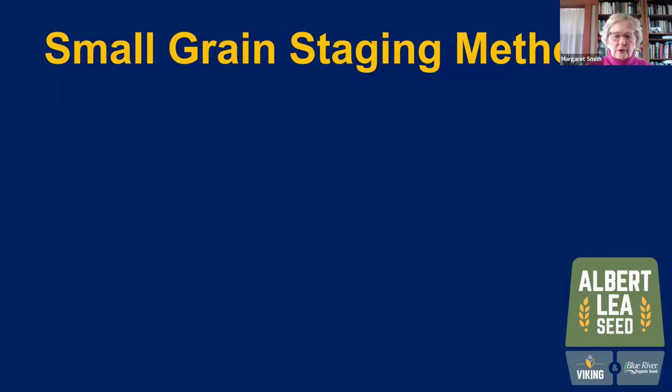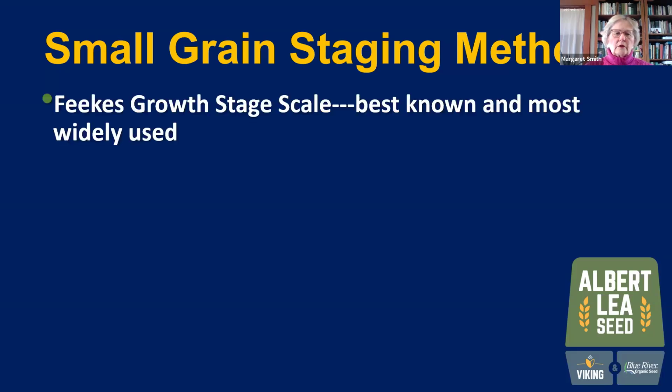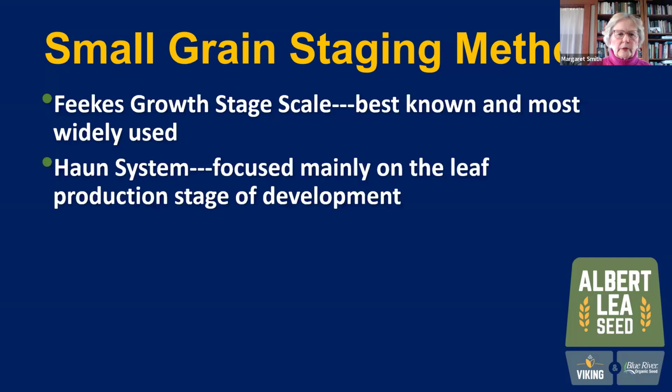So, staging methods. As I showed you, Hanway in Iowa did how a corn plant develops. So there are three main staging methods for small grains. And as you look at different guidelines, spray at this level or harvest at this growth stage, it will differ depending on what stage the writer was using. So Feeks is a stage that was best known as the most widely used. And I'll just show you a little bit more about these.